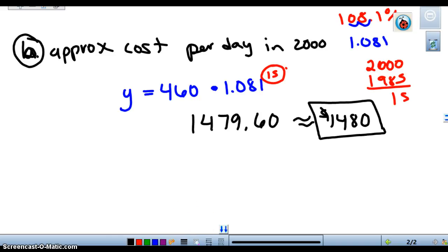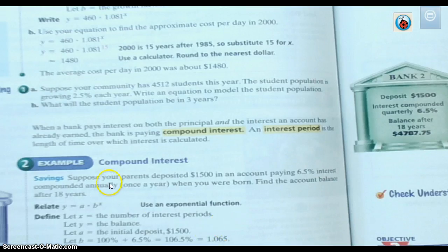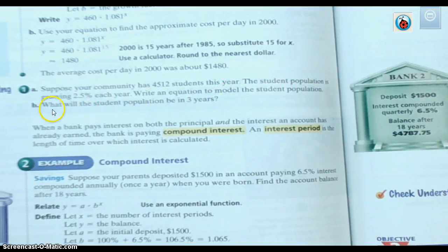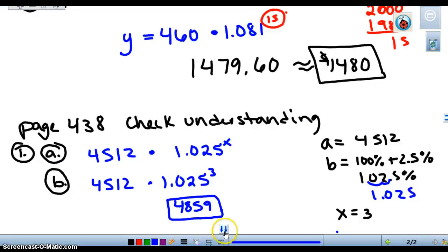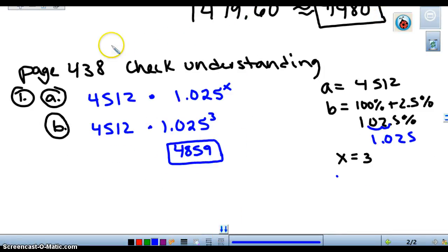Okay, take a look at this question. Suppose your community has 4,512 students this year. The student population is growing 2.5% each year. Write an equation to model the student population. What will the student population be in 3 years? This is the solution for Check Your Understanding 1 on page 438.